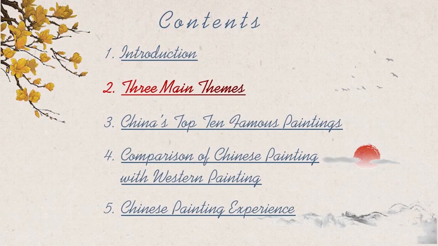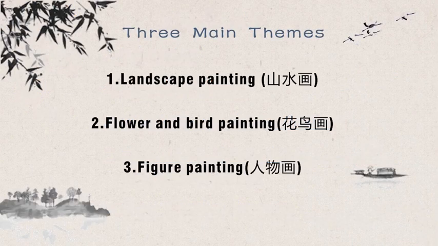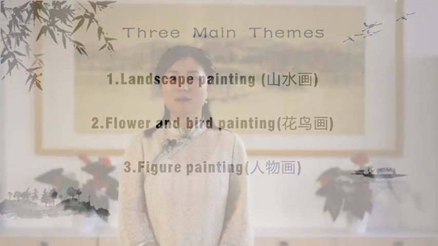Next, I'd like to introduce three main themes of Chinese painting. They are landscapes, flowers and birds, and human figures. In the eyes of the painter, everything in the world, no matter how big or small, has its own life. Landscape paintings, flower and bird paintings reflect people's love for nature and the idea that people and nature live in harmony. Landscape paintings had the highest status in ancient China.